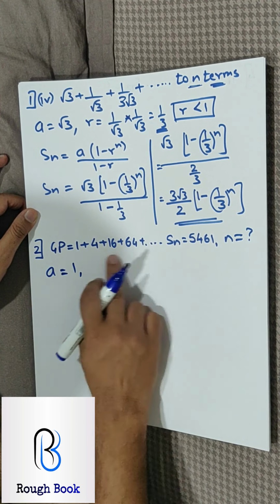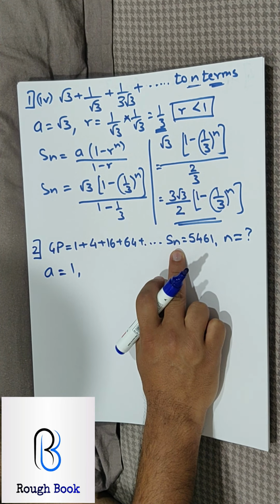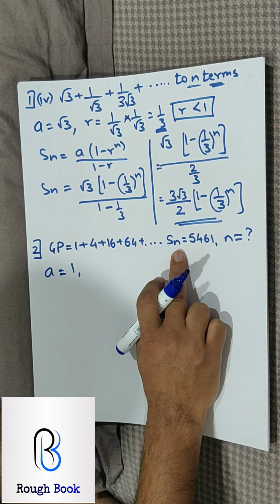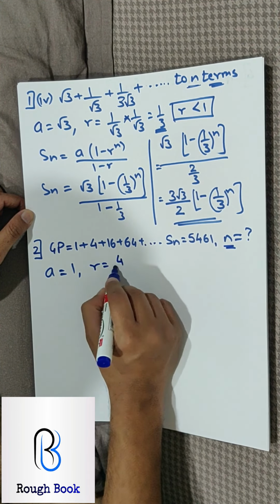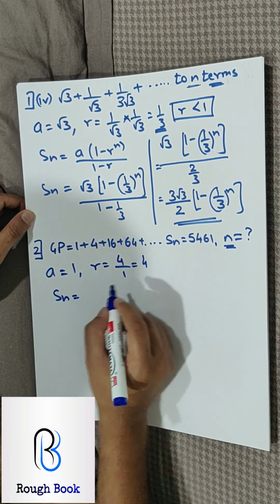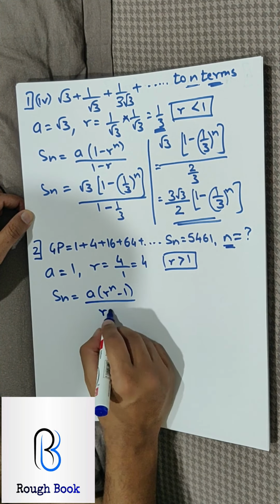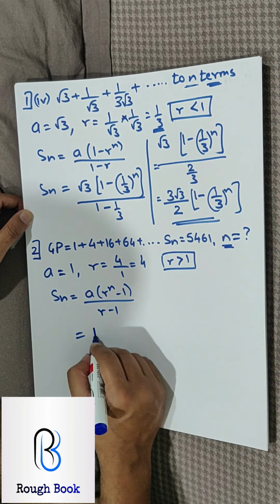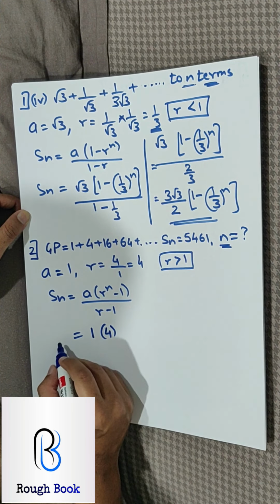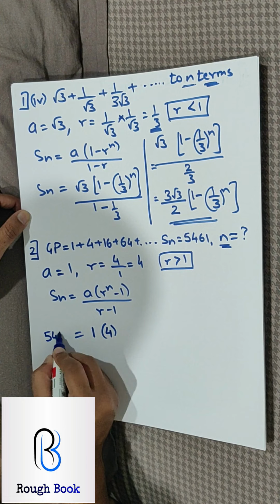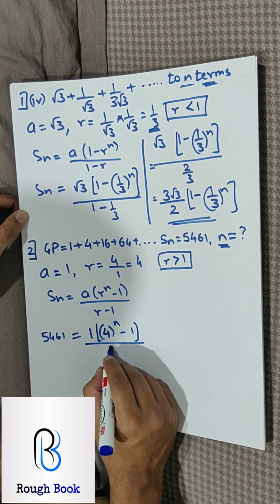A is 1. You've been given a GP and the question is: find how many terms must be added to get the sum equal to 5461. So the number of terms is the question mark. A is 1, r is 4 by 1, so 4. I will apply Sn. Now r is greater than 1, so my Sn is a times r to the n minus 1, over r minus 1. What's my a? a is 1. What is my r? That is 4 raised to n. I don't know what n is. So Sn is 5461, and n remains as it is, minus 1, over 4 minus 1 because r is 4.